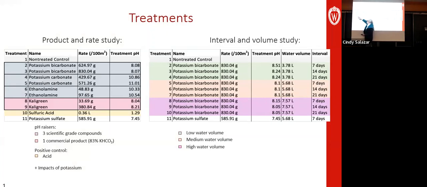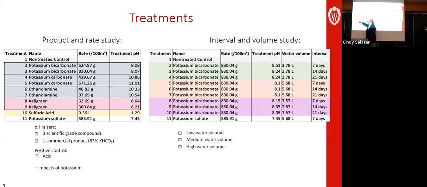All right, so here's the treatment list for looking at different products. So potassium bicarbonate, potassium carbonate, ethanolamine. Caligreen is a commercially available form of potassium bicarbonate. We were testing potassium bicarbonate at much higher rates than the Caligreen label. Then we have sulfuric acid in there. The point of the sulfuric acid treatment is if we can increase the pH to decrease dollar spot, if we lower the pH, would we make dollar spot worse? Right, by pre-optimizing the infection on the leaf surface or the conditions on the leaf surface.